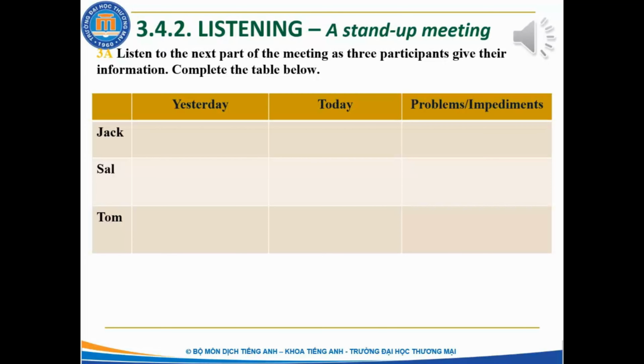Let's move on to exercise 3A. You will now listen to the next part of the meeting as 3 participants give their information and complete the table below. Please have a look at the table for the information you are going to listen for. The 3 participants are Jack, Son, and Tom, and they will talk about what they did yesterday, what they plan to do today, and the problems or impediments that they may have. Alright, so now we listen for the information given by Jack.